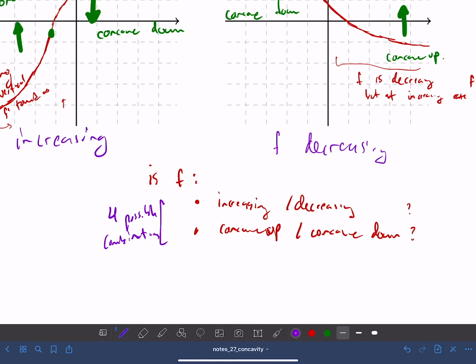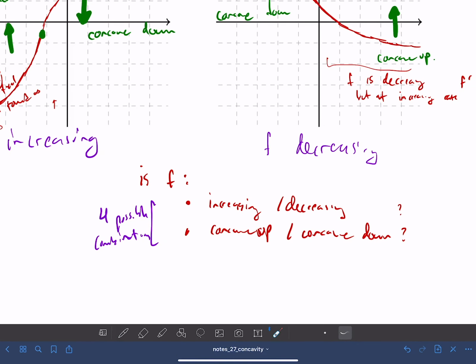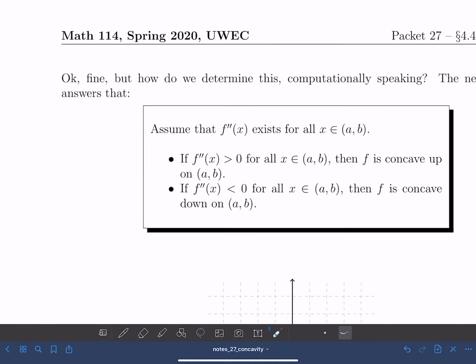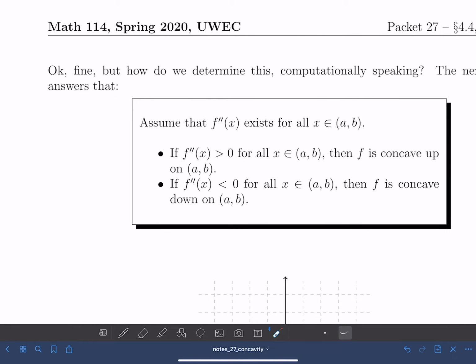And this is going to be particularly relevant looking forward to section 4.6. Let's turn the page. All right, cool. So that's all fine and dandy.